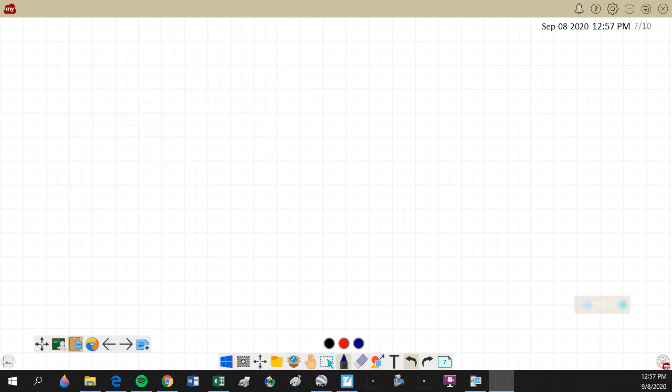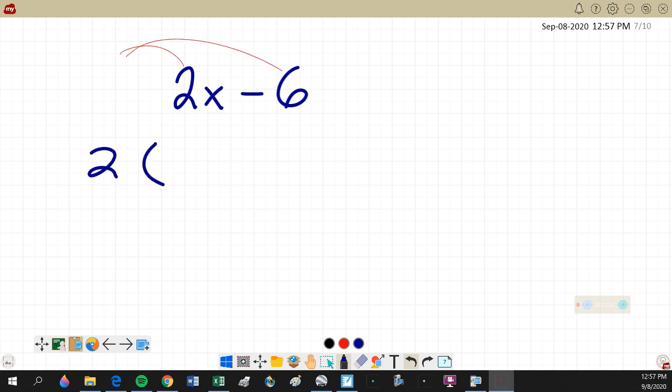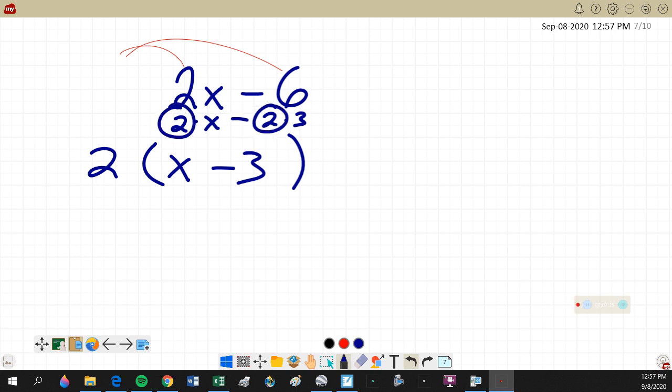So, if I had 2x minus 6, what can I factor out of that? A 2. So I yank a 2 out of each of those. And then if I take the 2 out, what's left? X minus 3. Because this is 2 times x and this is 2 times 3. So I'm going to remove the 2's, and I'm left just with an x and a negative 3.